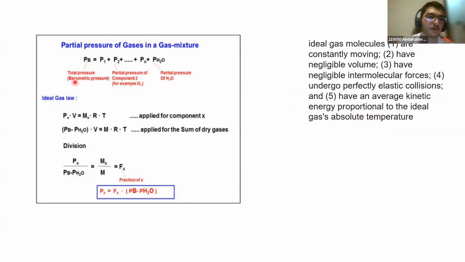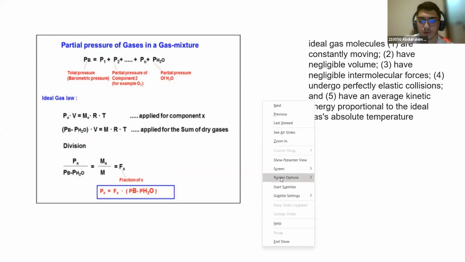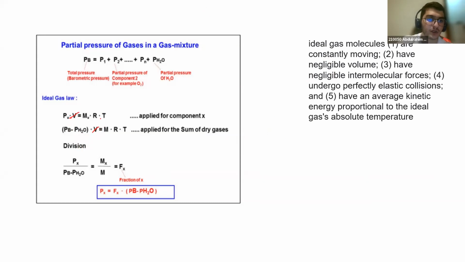So the purpose of having the ideal gas law is to apply this equation. So Px is the pressure of X times the volume equals n, which is the amount of substance, R is a constant, and T is the temperature. So for sum of dry gases, we subtract the H2O. Then the doctor divided this equation over this equation. When he divided it, we canceled volume V with V, and we canceled RT with RT.